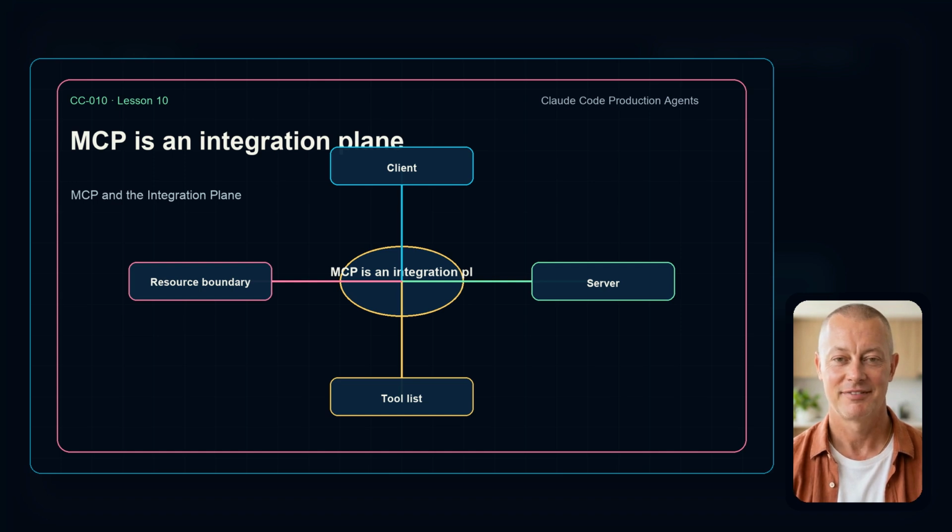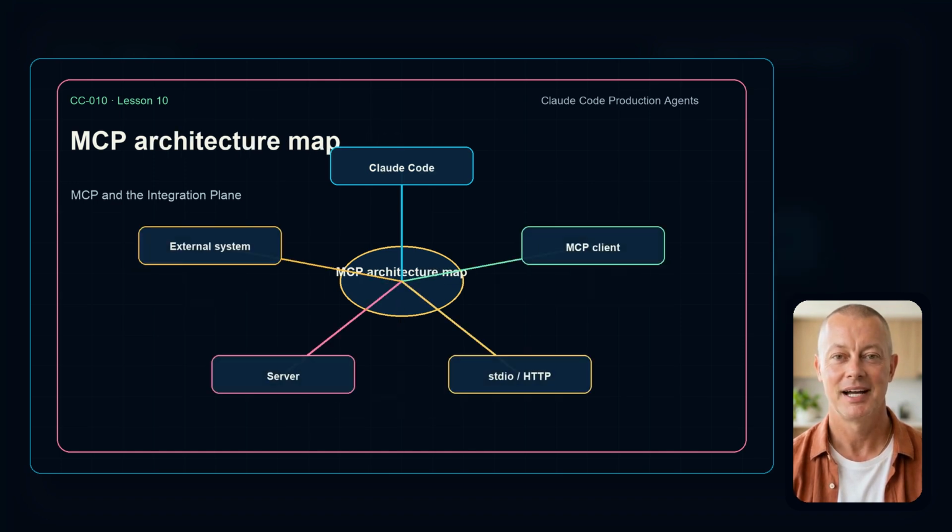The visible artifact for this lesson is the MCP architecture map. Claude Code talks to an MCP client. The client connects through a transport such as STDIO or HTTP. The MCP server exposes tools or resources. Behind that server is an external system, a database, a SaaS product, a repository, a ticket system, or an internal API.